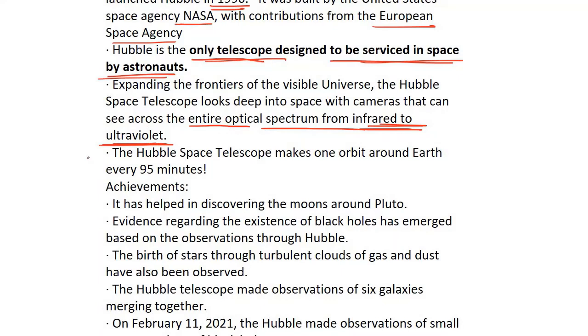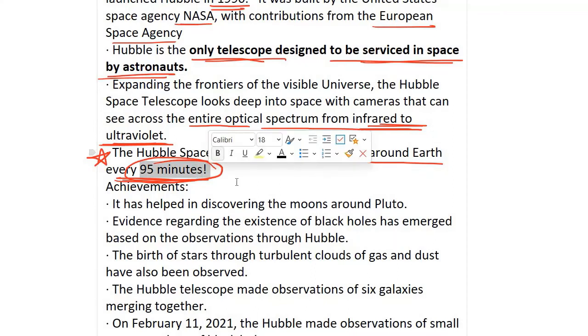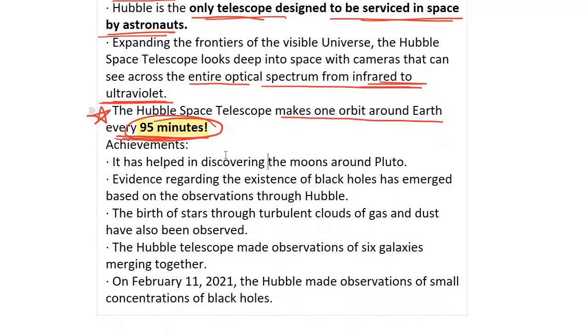And this thing is important: the Hubble Space Telescope makes one orbit around the Earth every 95 minutes. Remember that it's 95 minutes. It is not 95 days, not 95 hours or 24 hours. No, it is 95 minutes. It makes one orbit around the Earth every 95 minutes.